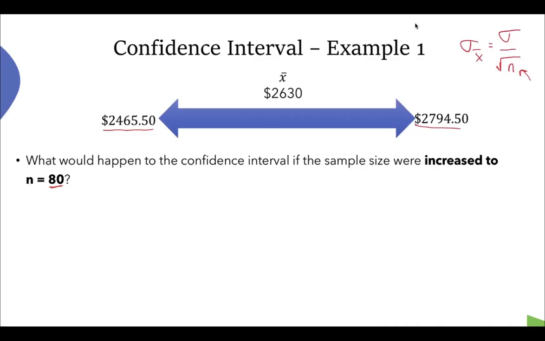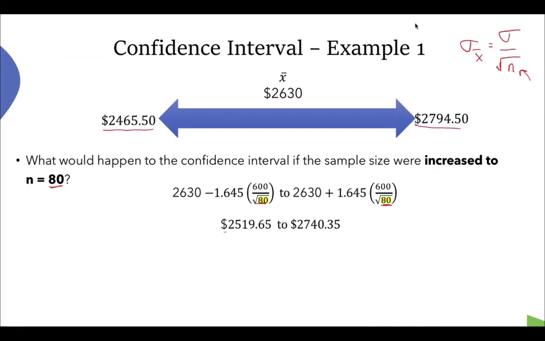So what's going to happen with this confidence interval with a smaller standard error is that it is also going to become more narrow. So if you were to plug in 80 into that formula instead of 36, you're going to see that the arrow that we create is going to shrink. So the numbers 2519.65, 2740.35. So if you draw that arrow, it's more narrow than the original that we calculated up here. And that's what we get with a larger sample size.